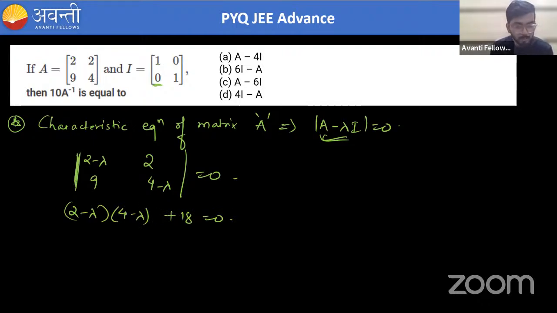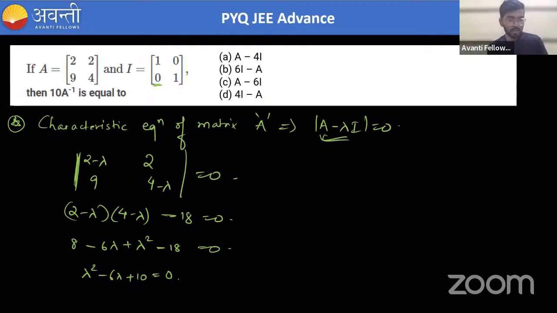So this becomes 8 minus 6 lambda plus lambda square plus 18. Sorry, here it will be minus, not plus. And this is equal to 0. So what we get is lambda square minus 6 lambda plus 10 equals to 0, right?